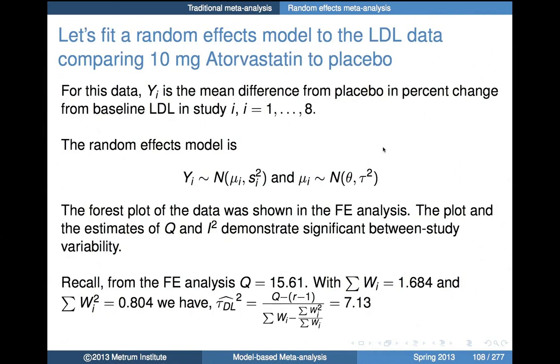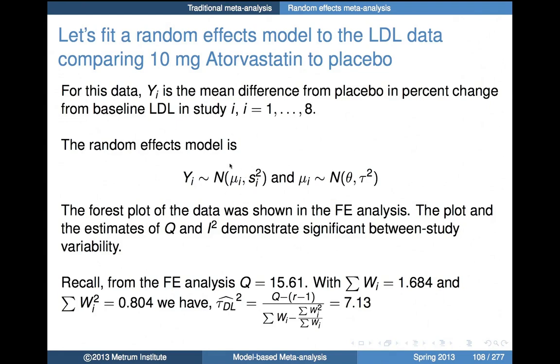So let's come back to that LDL data. We had, a few slides ago, looked at the Cochran's Q statistic, which told us there was statistically significant heterogeneity. With the I-squared statistic, we saw that about 55% of the variability was due to between study heterogeneity. But let's go ahead and fit the random effects model to those data. So I restated the model here in the middle of the page using slightly different notation. My apologies for that.